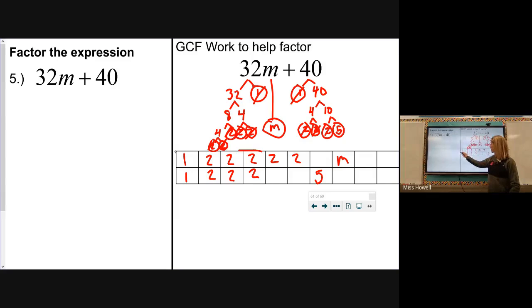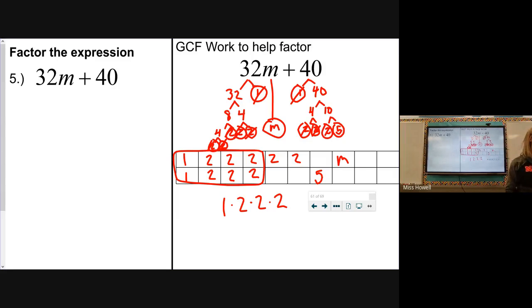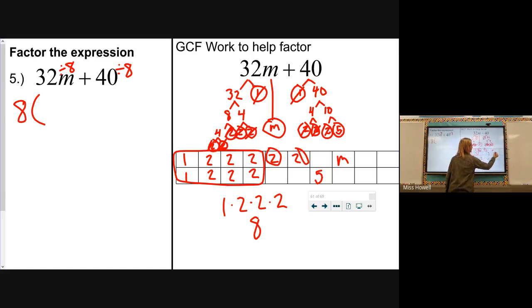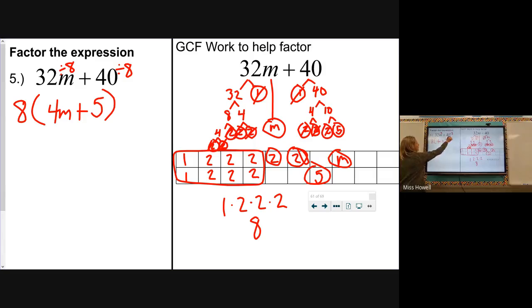All right. They share all this. So 1 times 2 times 2 times 2. All right, 1 times 2 is 2, 2 times 2 is 4, 4 times 2 is 8. So our greatest common factor here is an 8. All right, so option 1, I take these and I divide them by 8 to see what's left over, right? That works. Or I go back to my chart. 2 times M is the first leftover thing, which would give us a 4M, which I think we see is the same thing I would get here if I just divide that by 8. And then down here, 40 divided by 8 would give us this leftover that we had here of 5. All right, factored completely version. 8 times 4M plus 5.